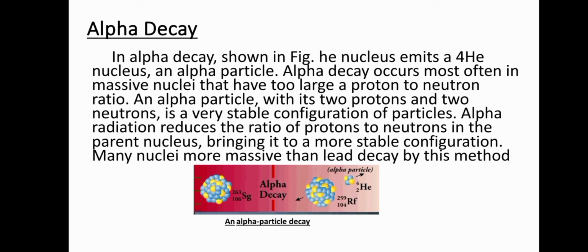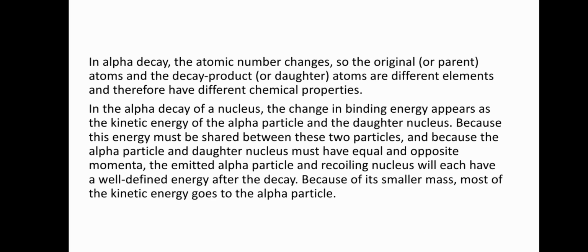Alpha decay at first. As shown in the figure, in alpha decay, the nucleus emits a mass number 4 helium nucleus, an alpha particle. Alpha decay occurs more often in massive nuclei that have too large a proton to neutron ratio. In alpha decay, the atomic number changes, so the original or parent atoms and the decay product or daughter atoms are different elements and therefore have different chemical properties.